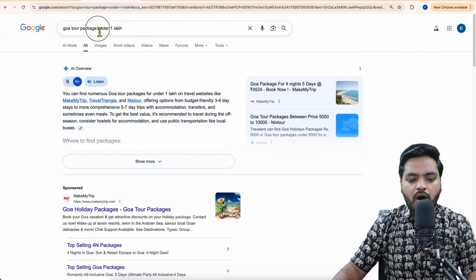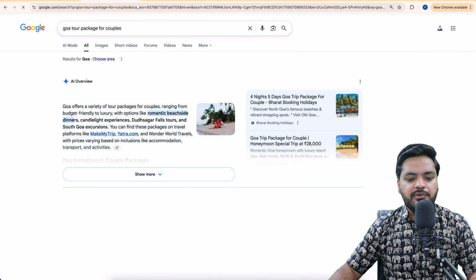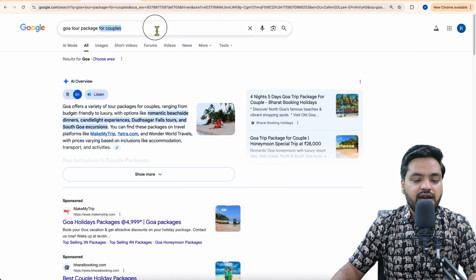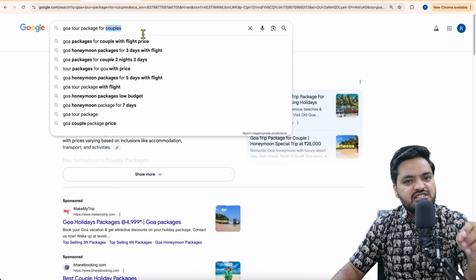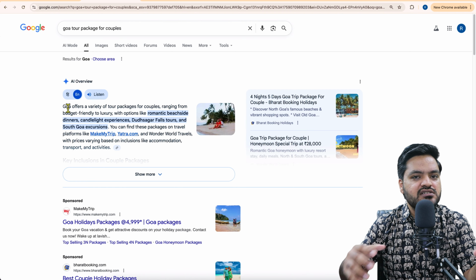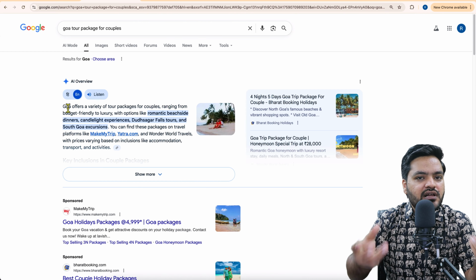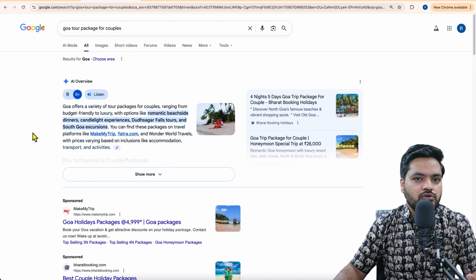Let's say somebody is searching for Goa tour package for couples. So here again the intent changes, and they are looking specifically for those packages which are for couples. It means they are looking for premium services, and of course if somebody is in a couple, they prefer more luxury, more comfort as compared to budget and tightly budgeted packages, and that's why you can target them better if you are providing slightly premium services or premium experiences. So this is the importance of choosing the right keyword.